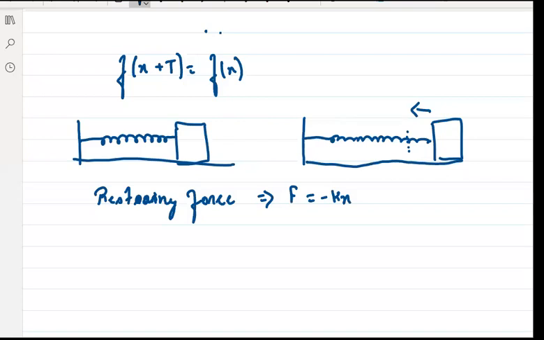This is something we have already studied: if you displace it more, if you stretch it more, the restoring force will be more. So let's try to think about it. At this point A, suppose this is the stretch at its maximum position. This is the amplitude. I hope all of you know what is amplitude, time period, and frequency.